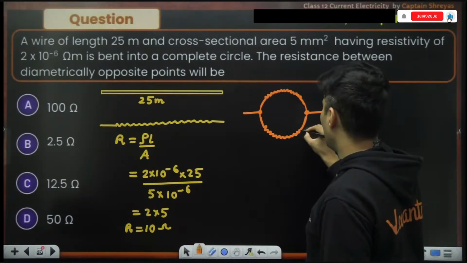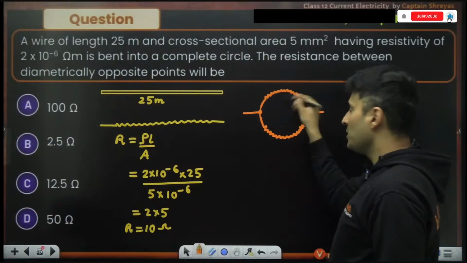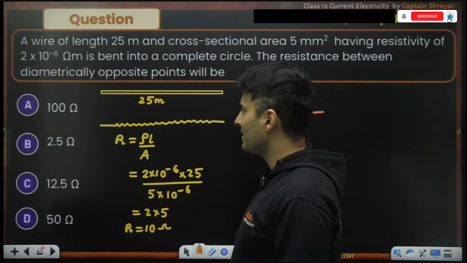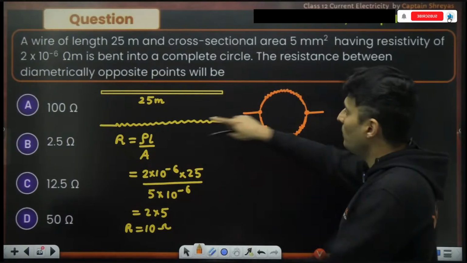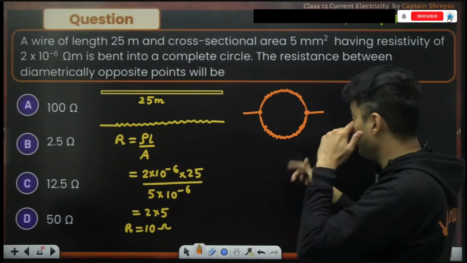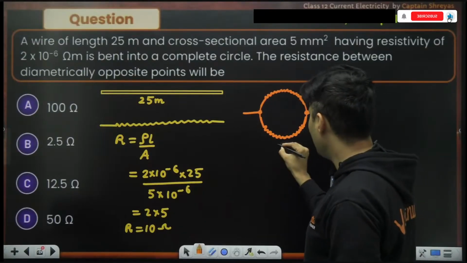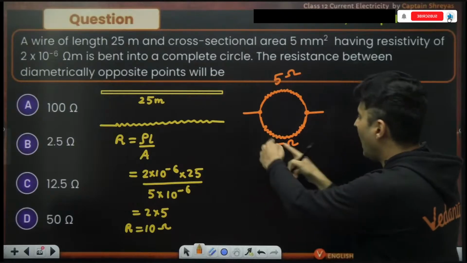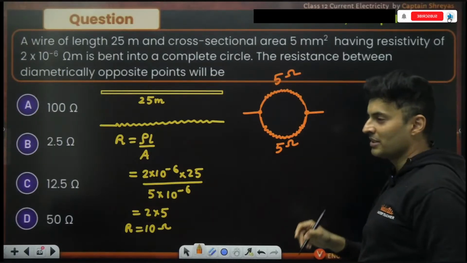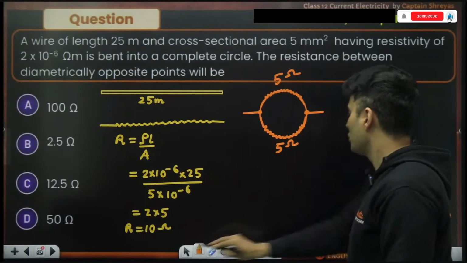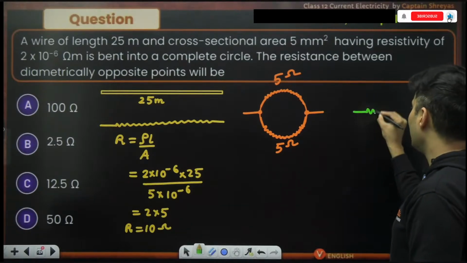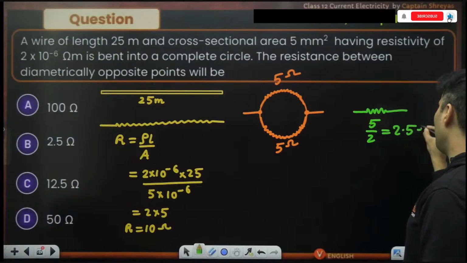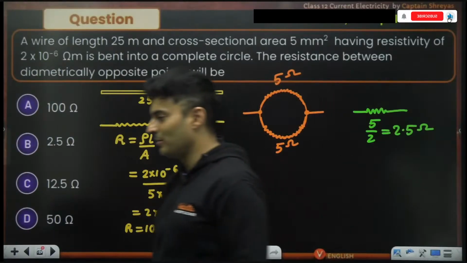A lot of people are now going to jump and say, sir, just divide by 2. So 10 by 2 means 5 ohms. But that is not correct, guys. Be careful. When you bend this straight wire into a circle, each part will be 5 ohms, because the total length had 10 ohms. Half the length will have 5 ohms, and 5 ohms each. Now, they both are in parallel. So, when you convert it into a single resistor, it will be 5 by 2, which means 2.5 ohms, which is option B.